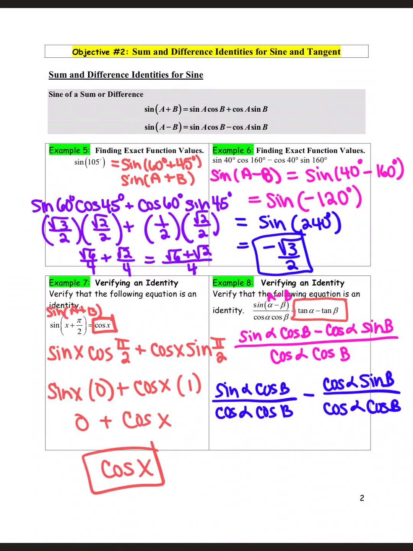Notice the cosine of beta cancels out in the first one. So now I have sine of alpha divided by cosine of alpha, which is tan of alpha, minus, notice that the cosine of alpha cancels out, and sine of beta divided by cosine of beta is tangent of beta. So here I just verified the identity.